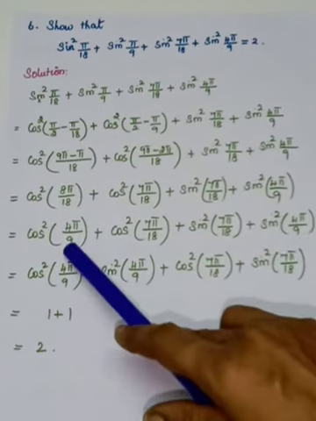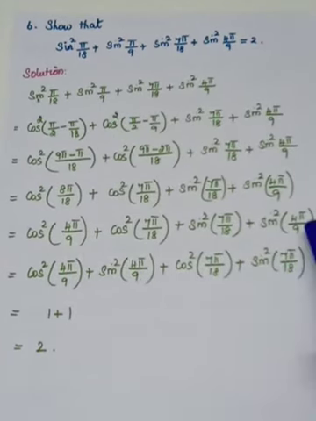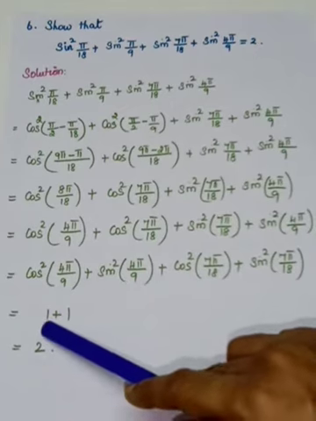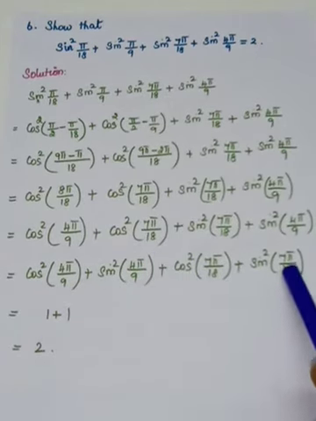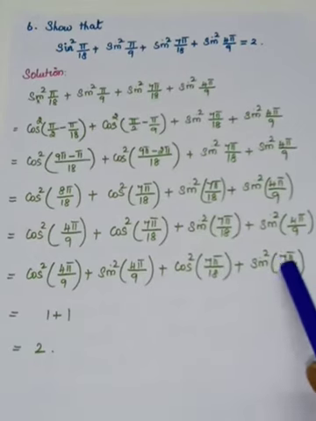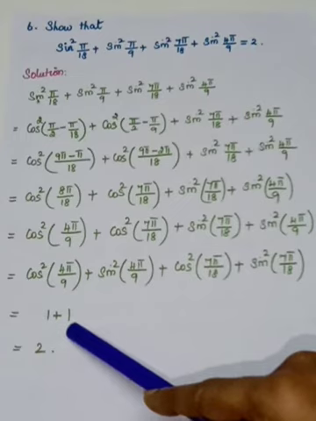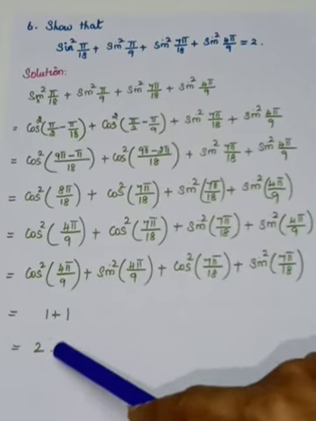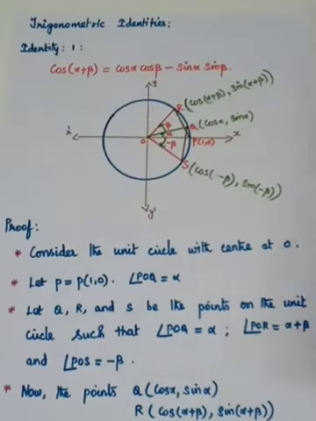You consider the first term and the fourth term. The angle is the same, 4 pi by 9, and it is cos squared theta plus sin squared theta, so it can be written as 1. So you know the identity. In the same way, consider the second term and the third term. If you group, the angle is the same, so this also comes under the formula cos square theta plus sin square theta. So 1 plus 1 is equal to 2. Okay, so exercise 3.3 is over.